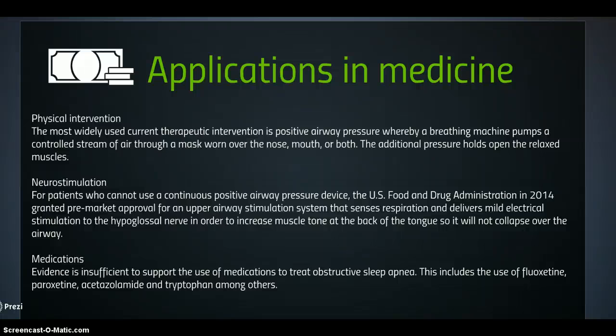Neurostimulation. For patients who cannot use the continuous positive airway pressure device, the USA Food and Drug Administration in 2004 granted pre-market approval for an upper airway stimulation system that senses respiration and delivers mild electrical stimulation to the hypoglossal nerve in order to increase the muscular tone at the back of the throat so it will not collapse over the airways.